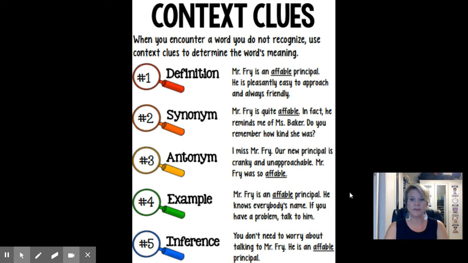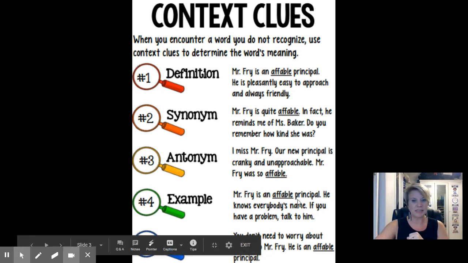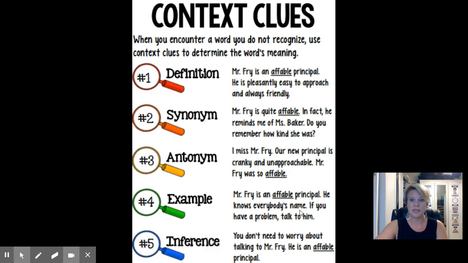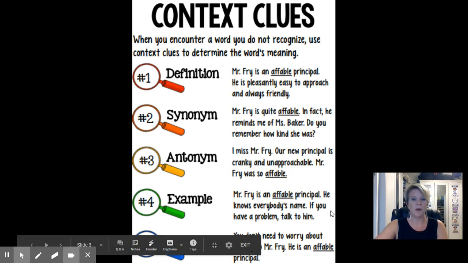He knows everybody's name. If you have a problem, talk to him. I don't know what affable means, but it gave me some examples of what affable means. He knows everybody's name, so that means he must be a friendly person. He talks to people a lot. He's able to get along with others. If you have a problem, talk to him.